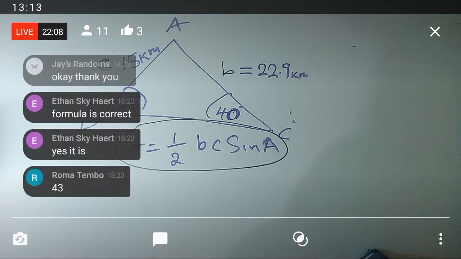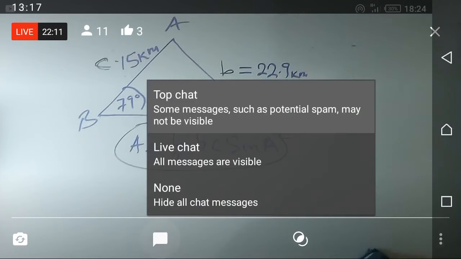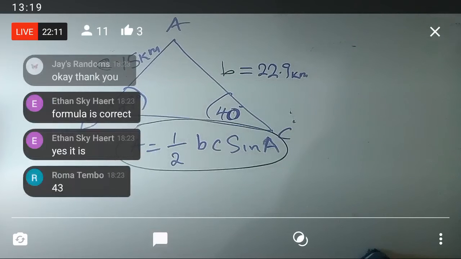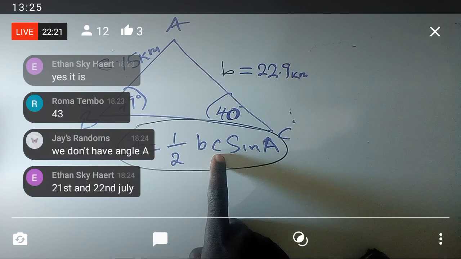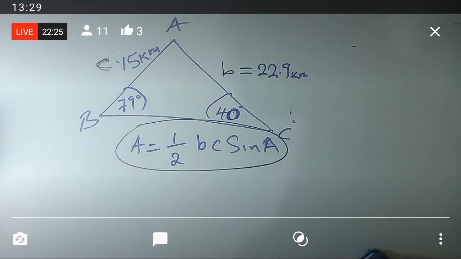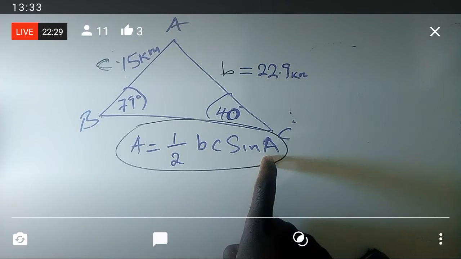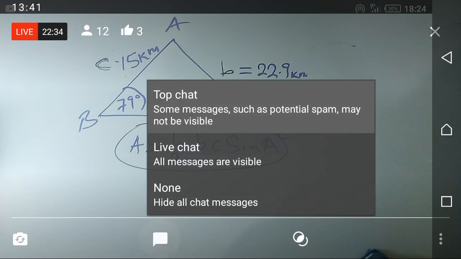43. Okay, who is saying 43? Somebody has said 43. Any other person? What is our capital A? We have the B, we have the C. Now, what about capital A? Okay, we don't have. That's just C, we don't have. So, you're saying we don't have capital A. So, what are we supposed to do in order for us to have capital A? Because we need to find the area of this non-right angle triangle. So, what are we supposed to do?